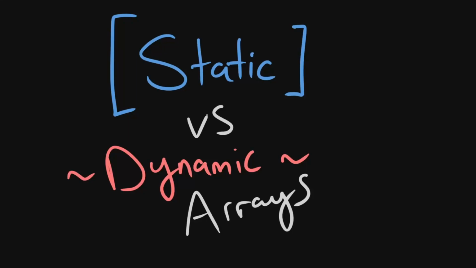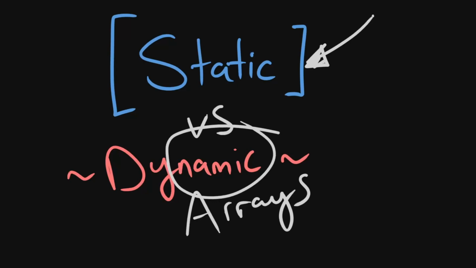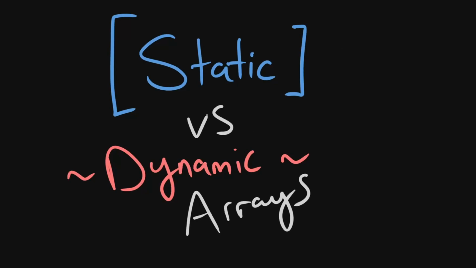Hello everybody, today we're going to be talking about the difference between static and dynamic arrays. Some languages like JavaScript and Python don't even have a concept of a static array. You just use dynamic arrays straight out of the box. But it's good to at least know the theory and how they work behind the scenes. You might get asked this in an interview.